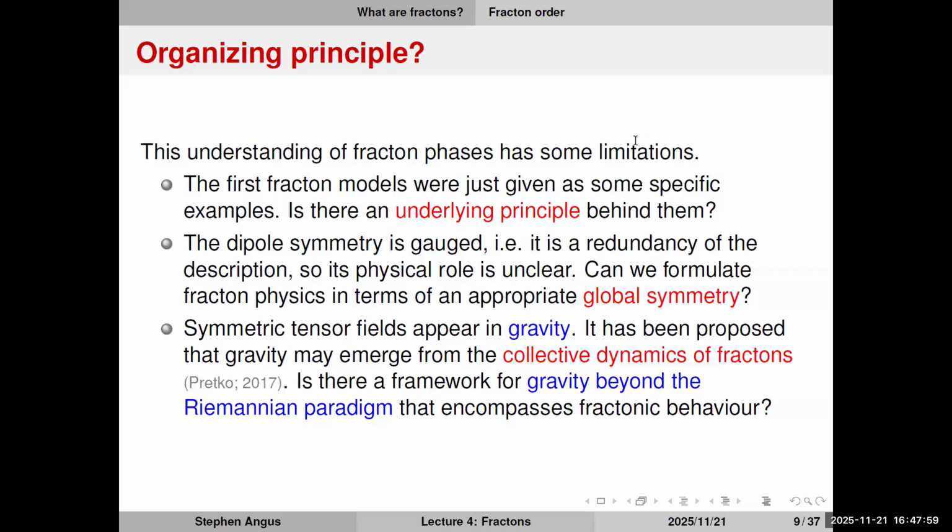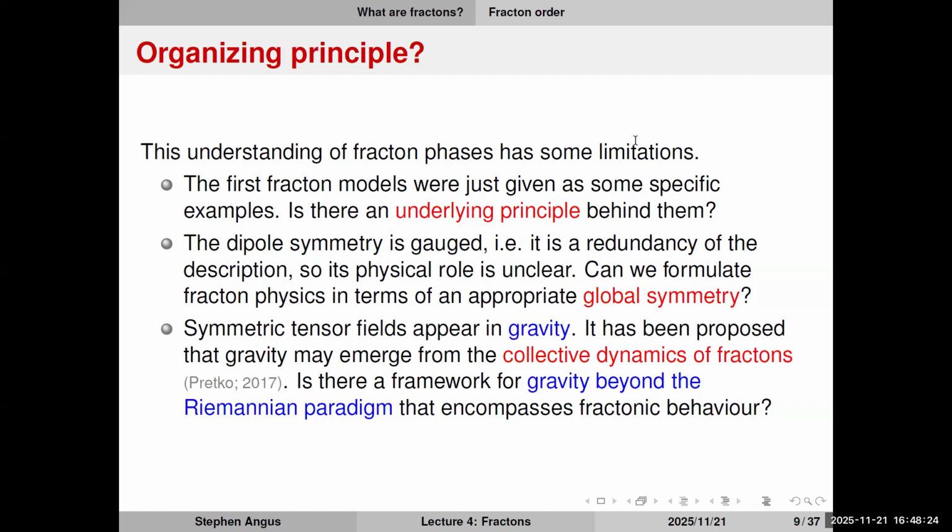And the dipole symmetry is gauged in this example, which means it's a redundancy of the description. So it's unclear what this means physically, like what is the physical role of this dipole symmetry? So it would be nice if we can formulate this in terms of a global symmetry.